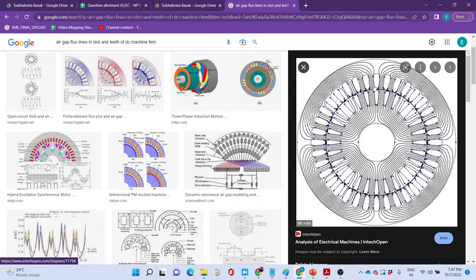So what is the magnetic field inside this air gap? Are there any flux lines in this region? In this slot where the conductor is placed, are there any magnetic field lines? No, sir. So how is the force being exerted?